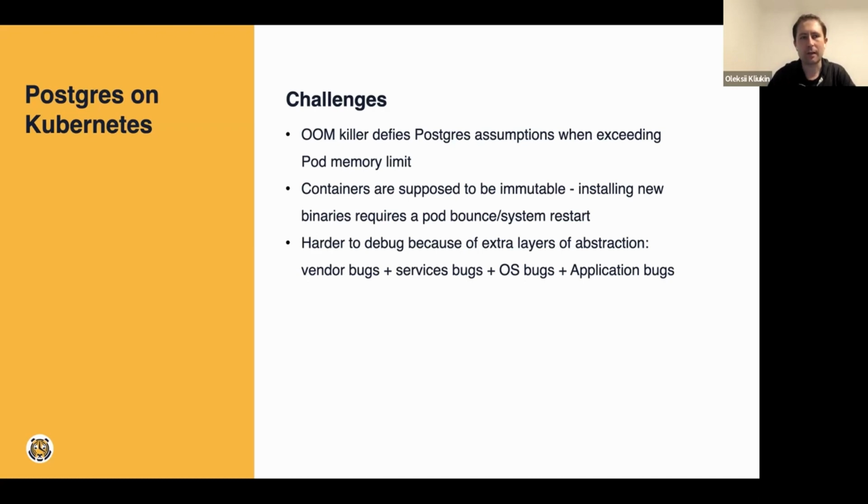While Kubernetes is also Linux, it's much harder to configure Kubernetes nodes in such a way that they provide a behavior that Postgres expects. Instead, a typical cluster runs an out-of-memory killer if Postgres runs out of memory, and that is not something that Postgres is designed to handle efficiently.